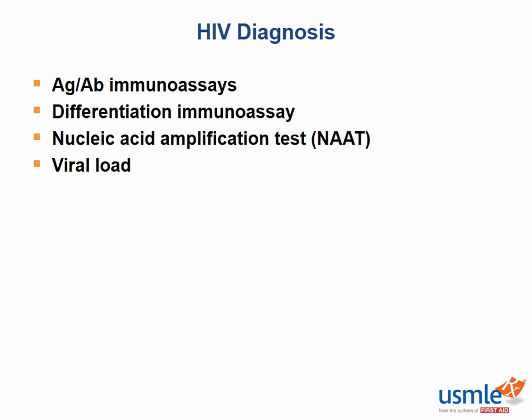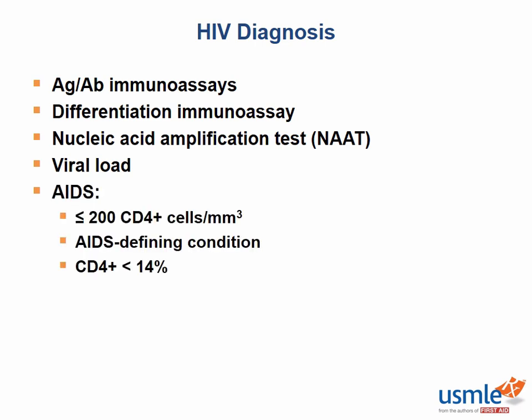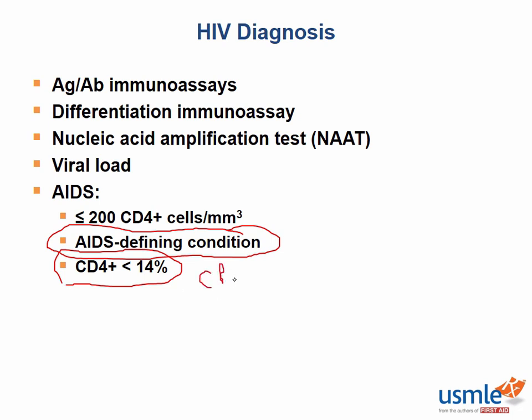Well, it's when the CD4 count dips below 200 cells per millimeter cubed, when the patient has an AIDS-defining condition, as well as when the CD4 cell percentage is below 14%. And this is determined with a CBC with differential on routine laboratory work.